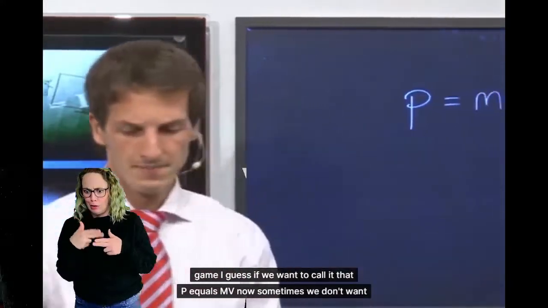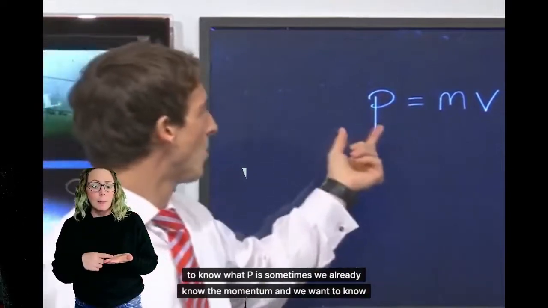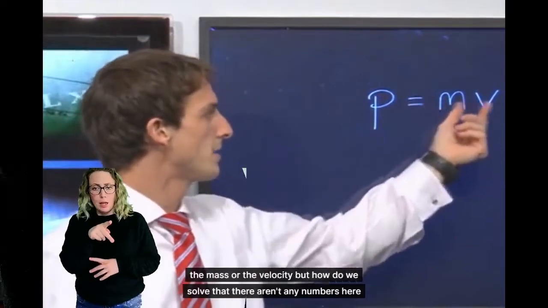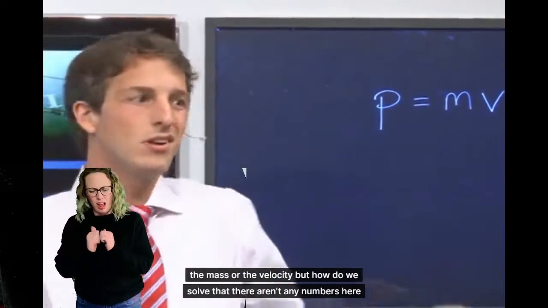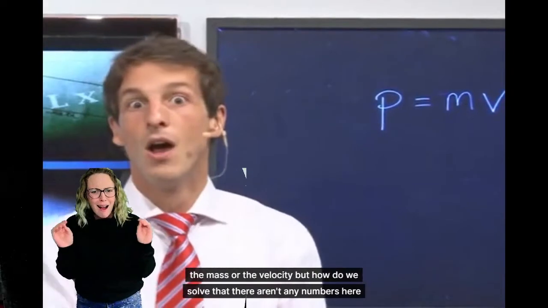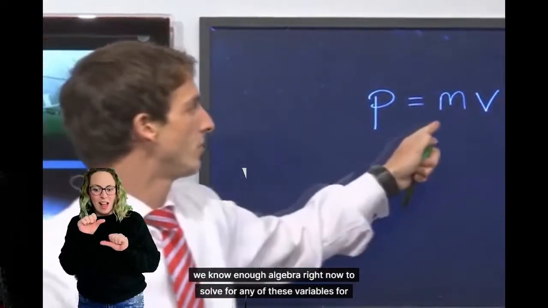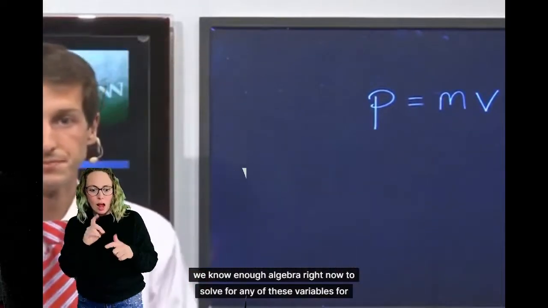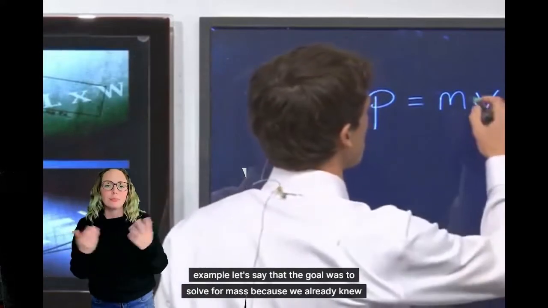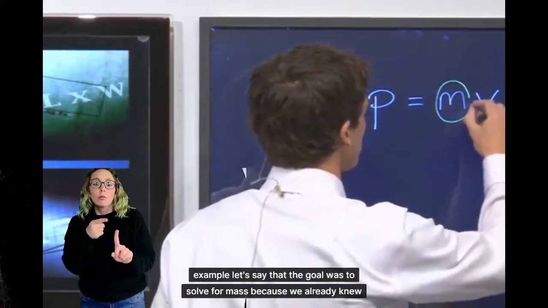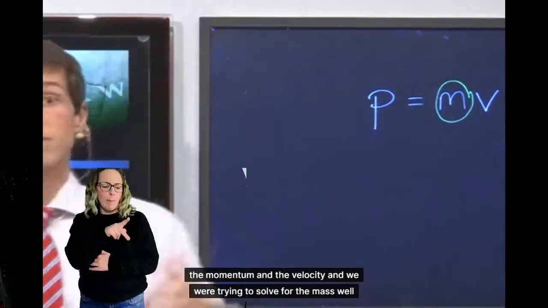P equals mv. Now, sometimes we don't want to know what P is. Sometimes we already know the momentum and we want to know the mass or the velocity. But how do we solve that? There aren't any numbers here. We know enough algebra right now to solve for any of these variables. For example, let's say that the goal was to solve for mass, because we already knew the momentum and the velocity, and we were trying to solve for the mass.